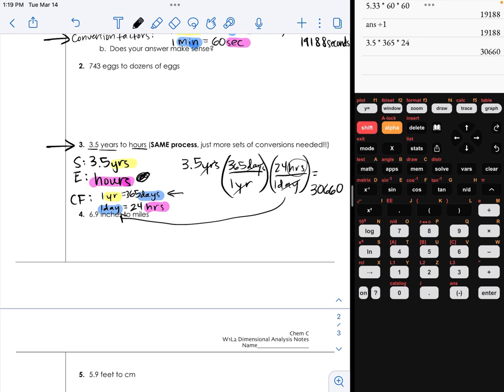30,660. Don't forget the unit. You work so hard to convert it into this unit. Make sure you write it down. Hours.